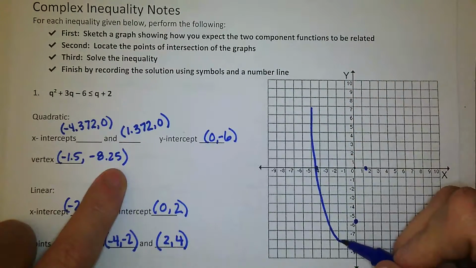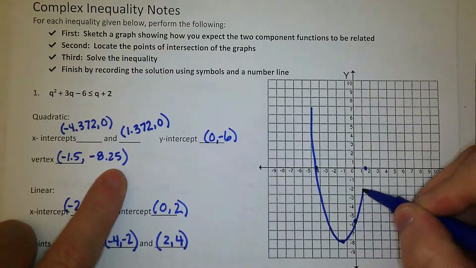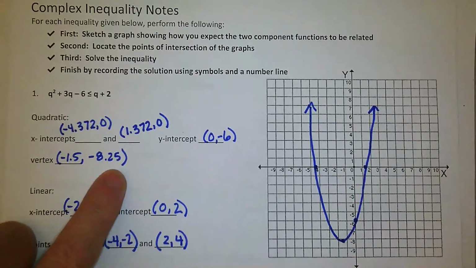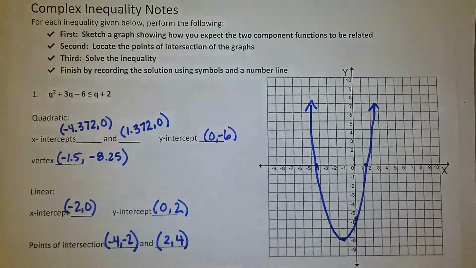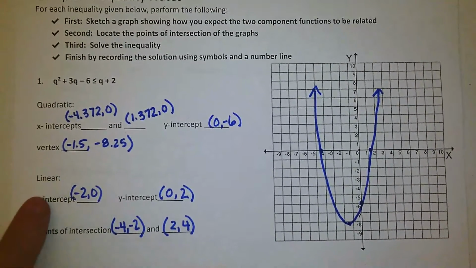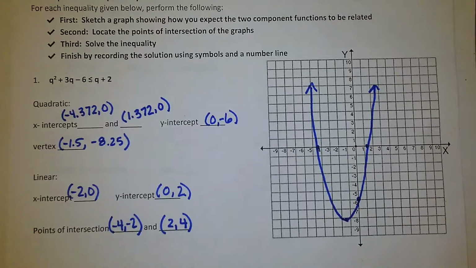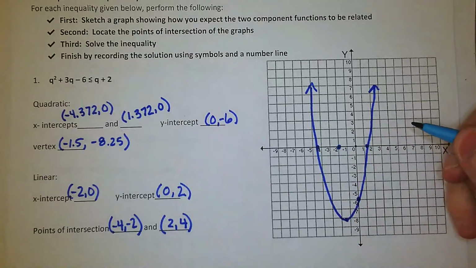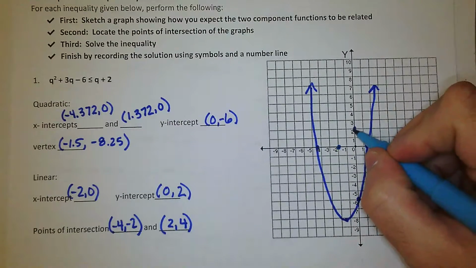It's going to be important that you plot these points correctly because they matter. Now, after we get done with our quadratic, the next piece is doing our linear. Now, our linear is our line, so I'm going to do that in light blue. So I've got negative 2, 0, which is here. I've got 0, 2, which is here.